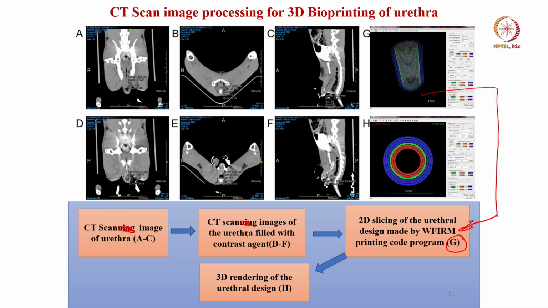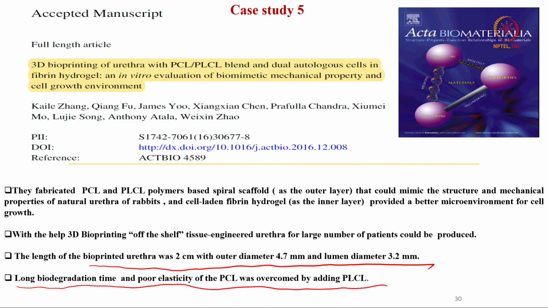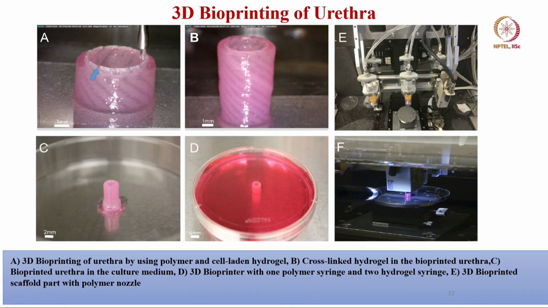So G is your 2D slicing of urethral design made by Wake Forest Institute of Regenerative Medicine, United States, their printing coding program, and then 3D rendering, which is given in the urethral design approach, that is in H. So this is the work that was published by Anthony Atala's group from Wake Forest Institute of Regenerative Medicine.